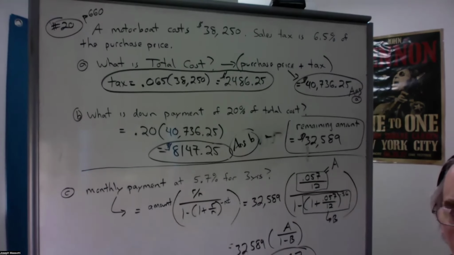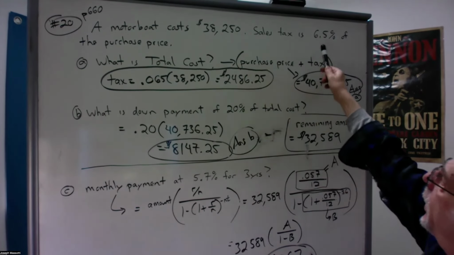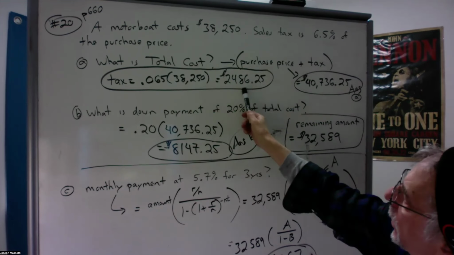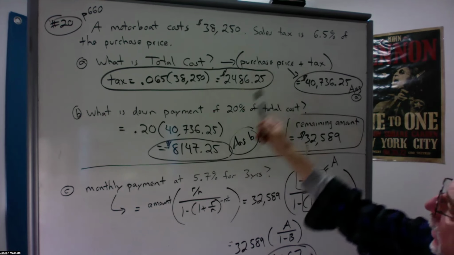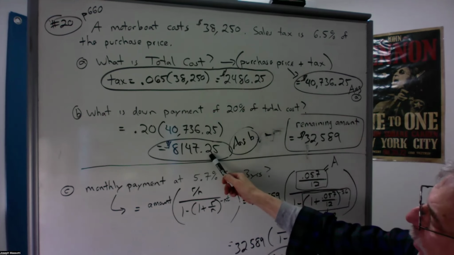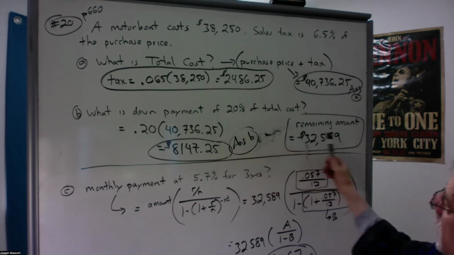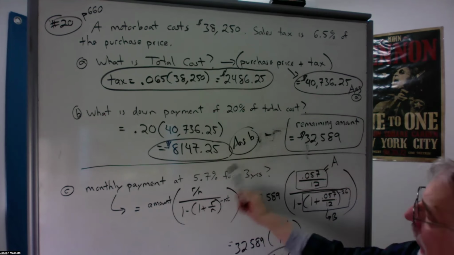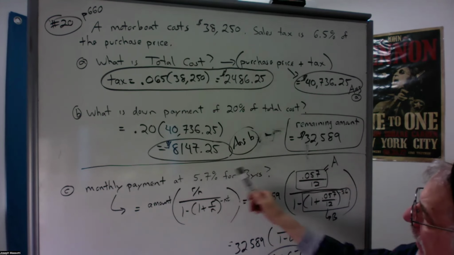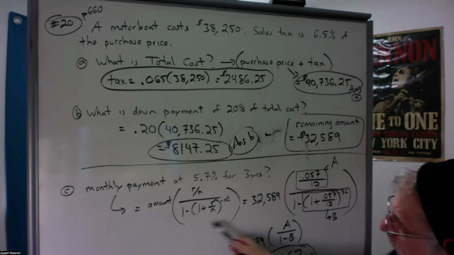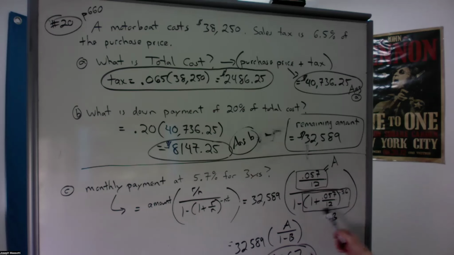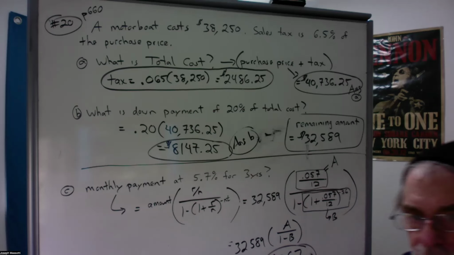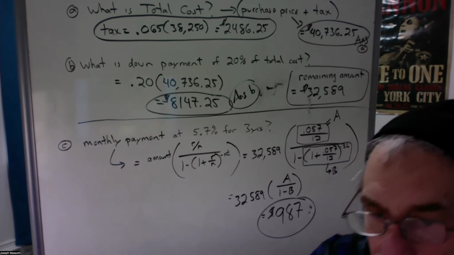All right. So we bought the motorboat. We figured out what the tax was. We added that to the total to get the total cost. We subtracted a 20% down payment from that total cost to get the remaining amount. And then we financed that remaining amount at 5.7% for 3 years using our monthly payment formula. We calculate that number and come up with our monthly payment. All right, good times.